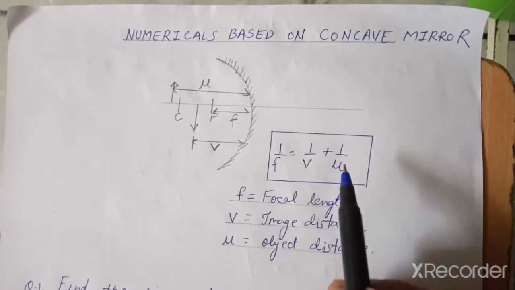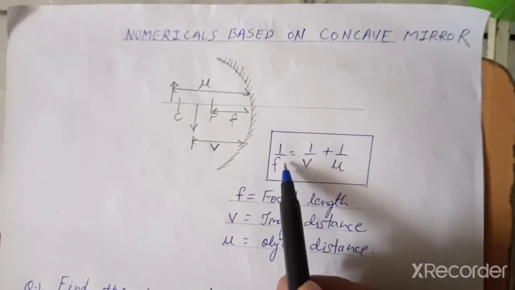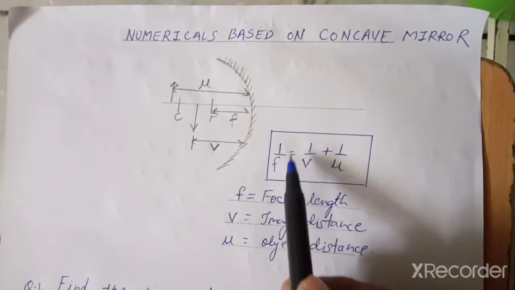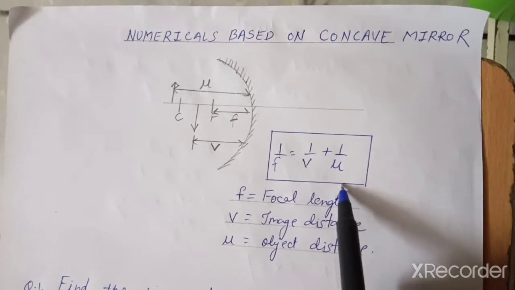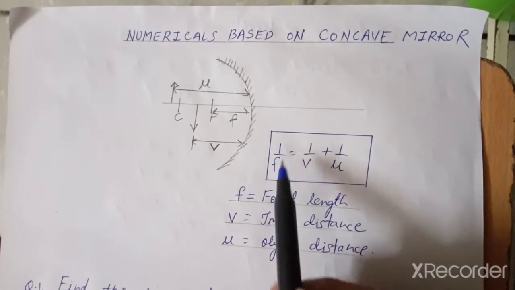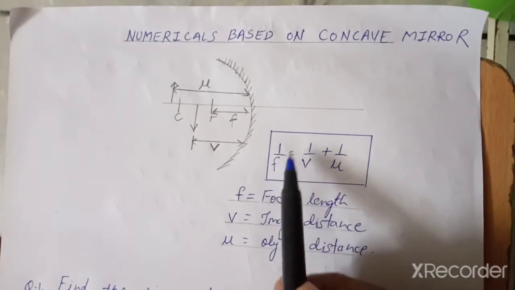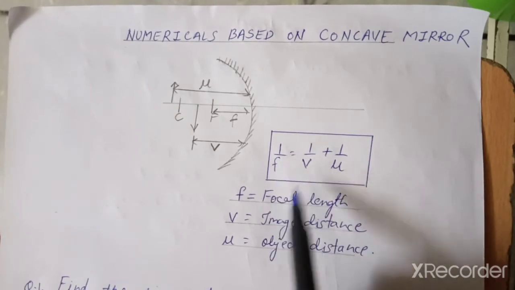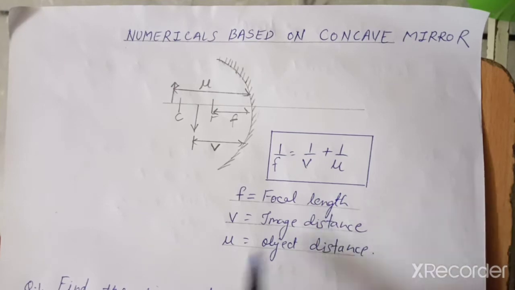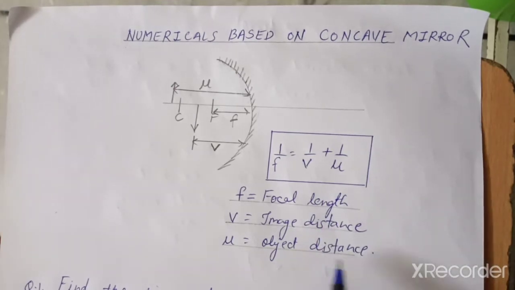Before starting the numerical we should know the mirror formula: 1 by F equals 1 by V plus 1 upon U. Here you have to know what each symbol represents. F is the focal length, V is the image distance and U is the object distance.